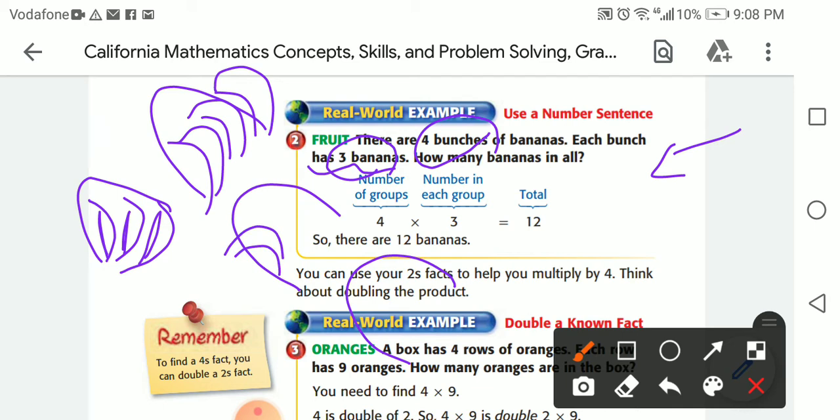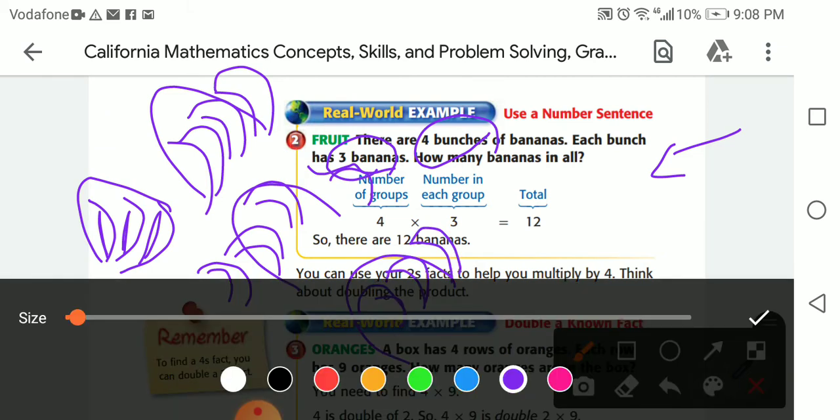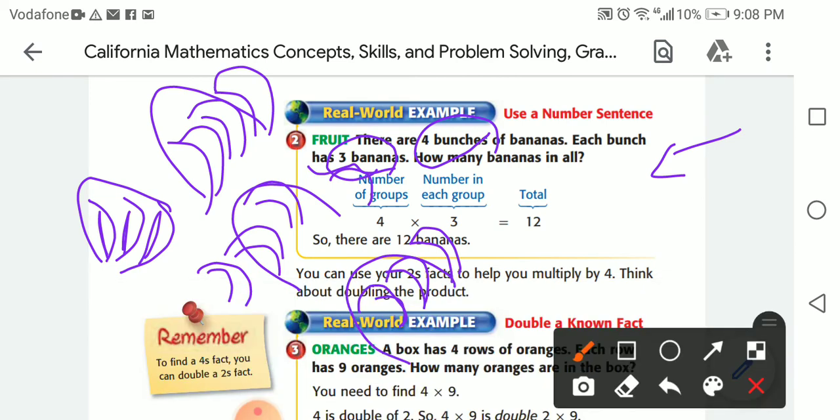Another 3 here. We can draw to solve the problem. Of course we can do so. And here 3 also bananas. So how many bananas do we have here? Let's count. 1, 2, 3, 4, 5, 6, 7, 8, 9, 10, 11, 12. So the total bananas here, yes, the total is 12 bananas.